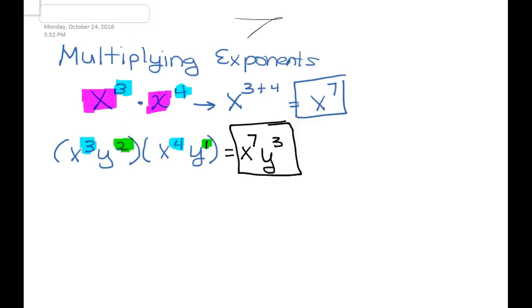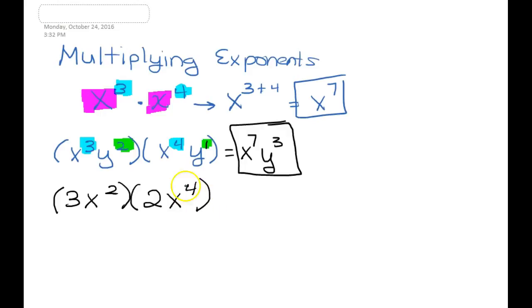I know you guys are all asking, but what happens if there's an integer? What happens if there's an integer? Let me erase that mistake first. So if I have an integer, so I have 3x squared times 2x to the 4th. I'm going to look at my integers first. Those are my whole numbers.